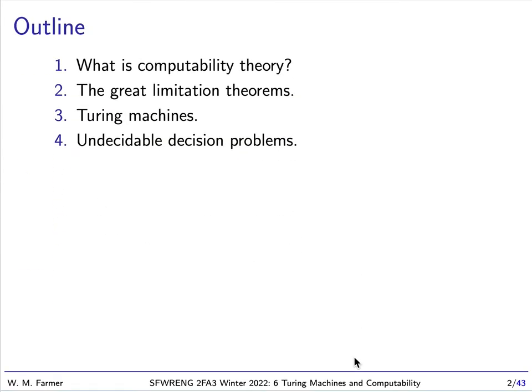Here's the outline for this topic. We're going to start by looking at the subject of computability theory. We're going to try to figure out what computability theory is all about. Then we're going to look at the great limitation theorems of logic, and that will be followed by an investigation of Turing machines, and finally we're going to look at undecidable decision problems.